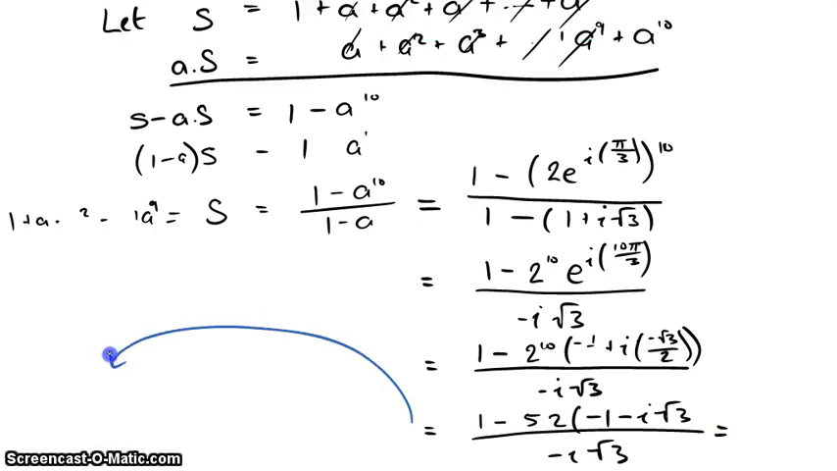This equals minus 512 plus 171 root 3 times i. And that is my final answer.